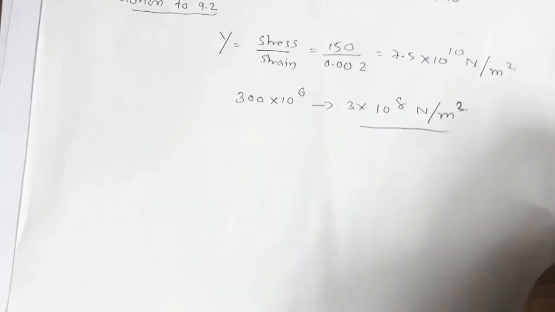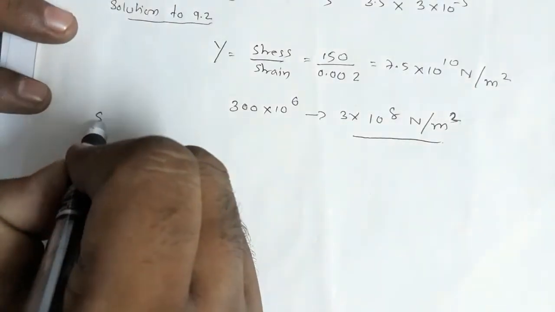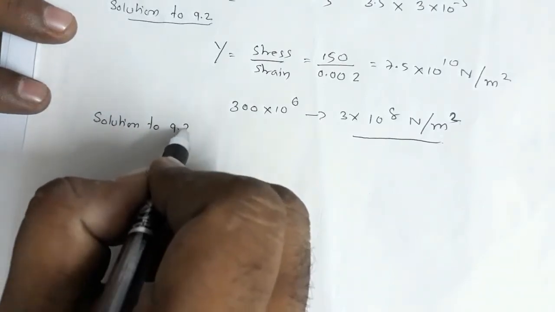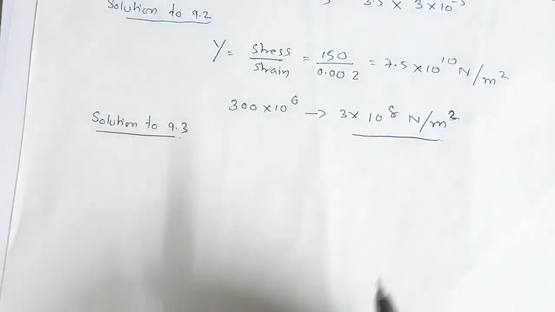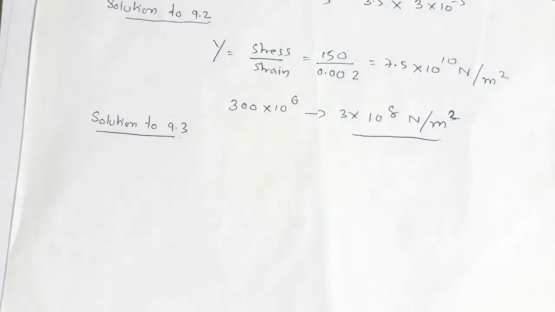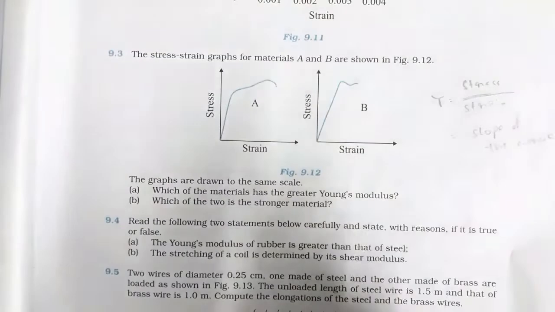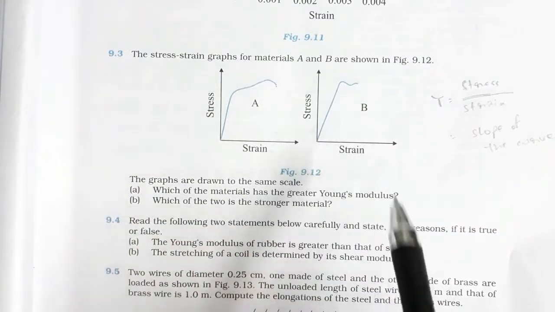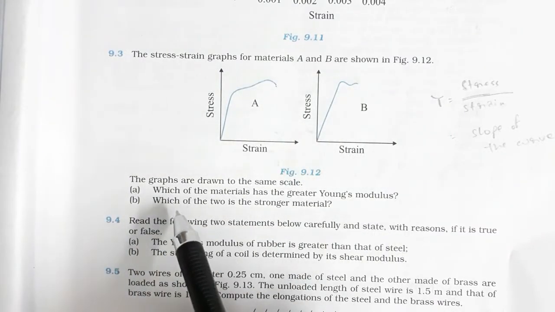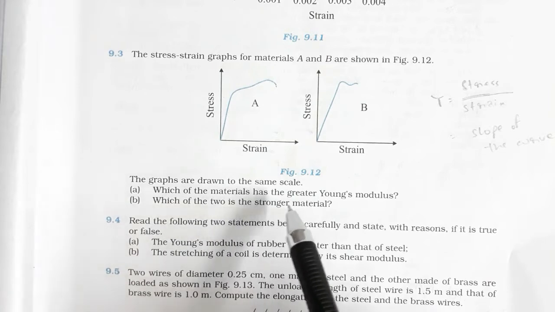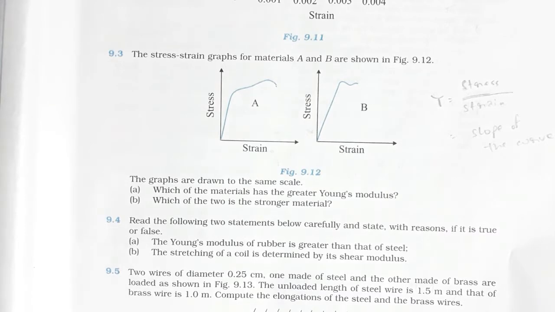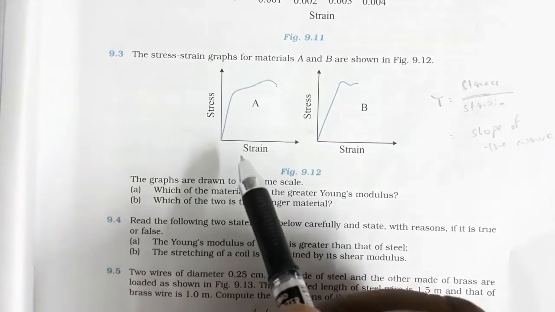It is also a graph based question. Solution to 9.3. Again a graph based question. So this is the stress strain graph for two materials, material A and material B. Now they have asked which of the materials has a greater Young's modulus. Okay, Young's modulus, it is a ratio of stress and strain. Okay, so that means the slope of this graph.